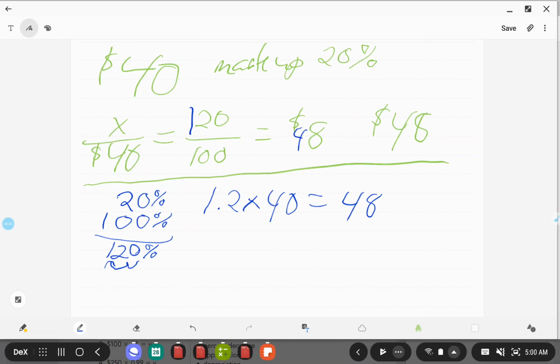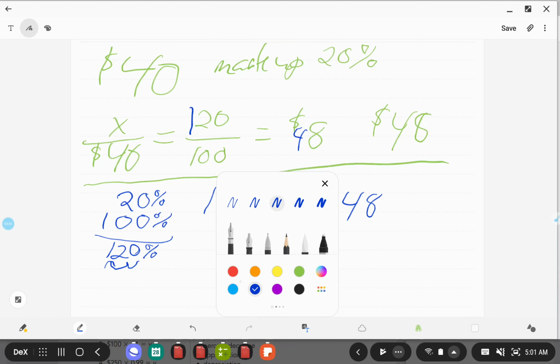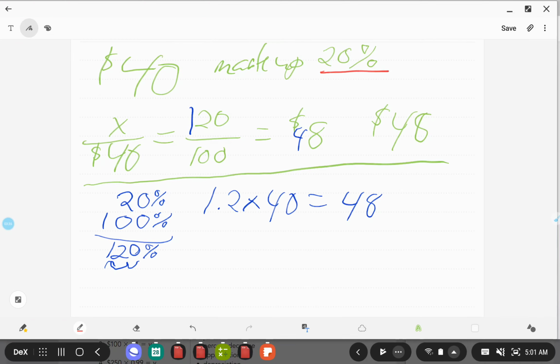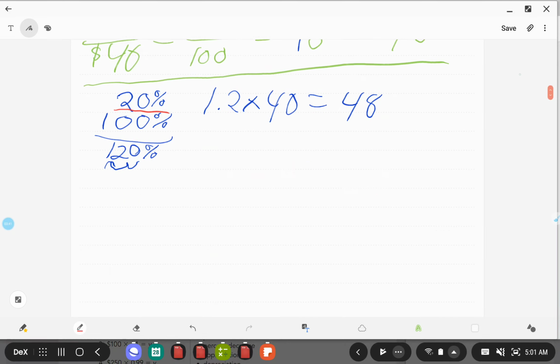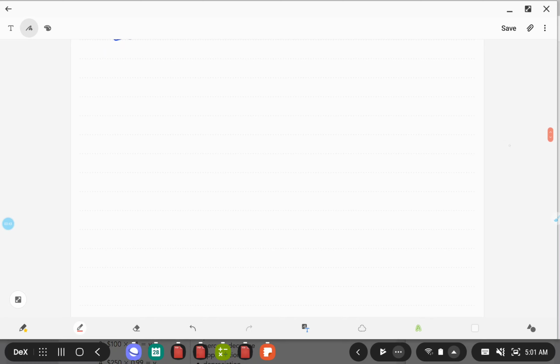Basically what that means is that for the next couple of questions for this lesson, we are not given the percentage, right? We're not told what the percentage is. We're actually going to be looking for it. So I'll use the same numbers. Let's say that you found out that the store was selling an item for $48, and that the original price was 40. So this is our new, this is our original.